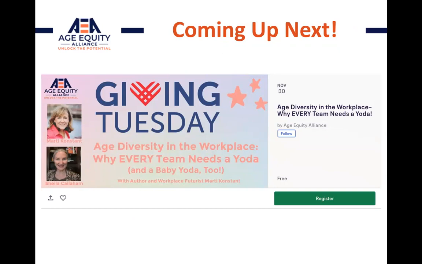At the top of the next hour, I'll have Marty Constant, workplace futurist. She'll be talking about why every team needs a Yoda, and a baby Yoda too. She'll be talking a lot about what organizations need to do to be agile, to adapt to the changing demographics. Not only people living longer and wanting to work and needing to work longer, but the fact that the birth rates are dropping and there's just not enough talent coming up the pipeline. So how can organizations be agile around those demographic shifts? And it's almost like, John, what you were talking to, addressing the age risk, actually.